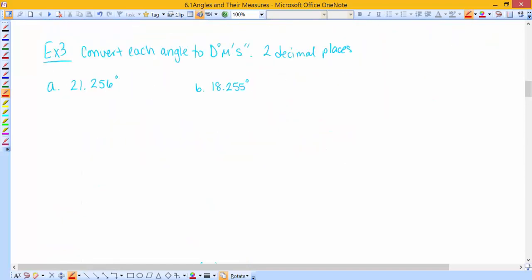Now we're going to convert from degrees to degrees, minutes, and seconds. This is actually a lot easier. This is already your degree. This is your degree, the 21. But the 0.256, that's just a portion of a degree that we need to convert to minutes and seconds. So I'm going to take the 0.256 degrees, and the first thing I want to do is convert it to minutes. So to convert it to minutes, I need to multiply by 60.